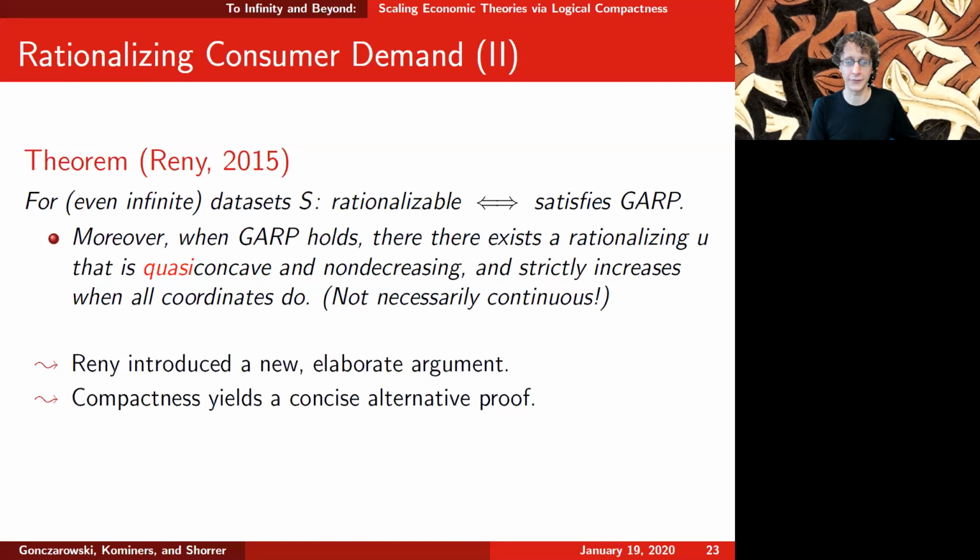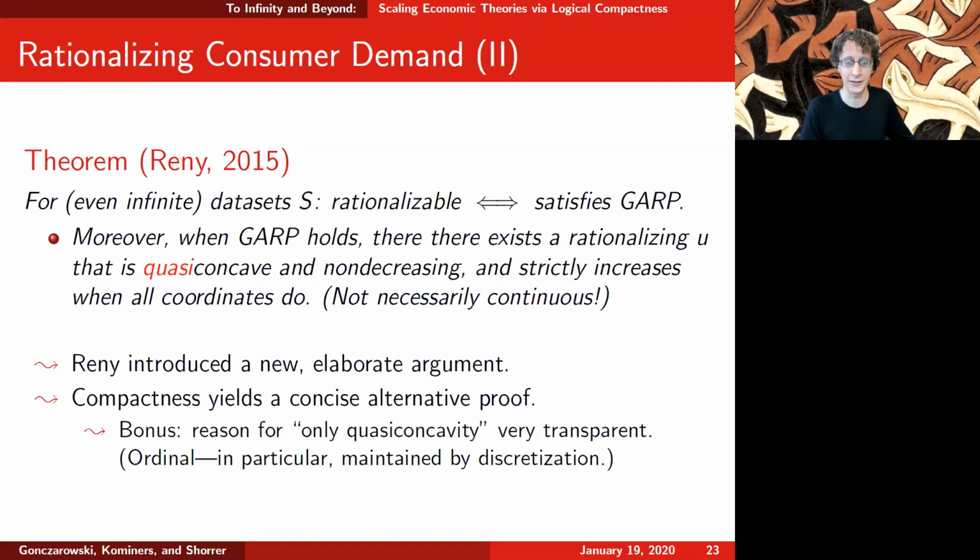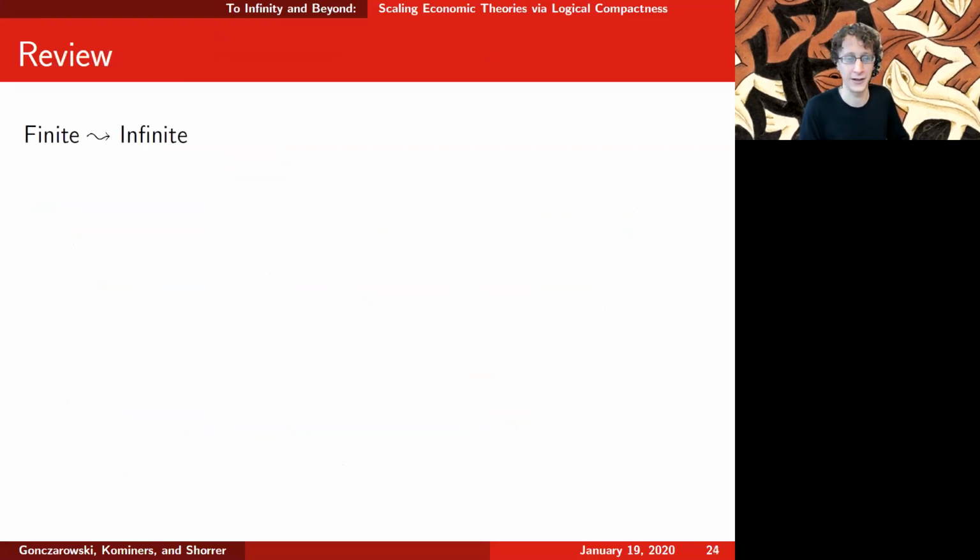Boom. Reny introduced a really cool, elaborate argument, and we can give a very, very quick proof via compactness. As a bonus from that, there's a condition in Reny's argument that compactness turns out to actually need. And so this quasi-concave versus concave distinction shows up directly in the compactness argument in a way that was certainly surprising to us how transparent it was. We were not expecting the conditions of the theorem to pop out of the logic.